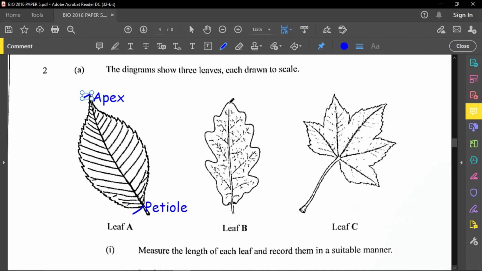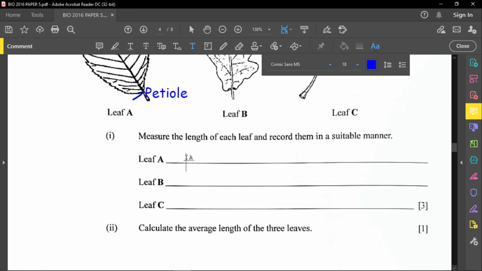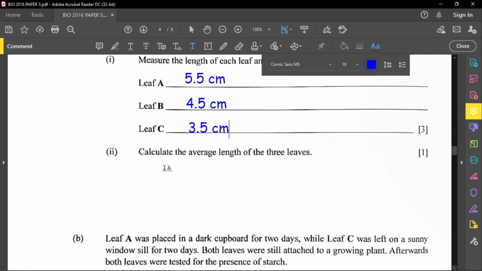And so I have measured these already, and got my markings and my measurements. And so I'm going to get into the answer for A, B, and C. For leaf A, it measures 5.5 centimeters. Leaf B is 4.5 centimeters. And then leaf C is 3.5 centimeters. Okay, so that will be your 3 measurements.